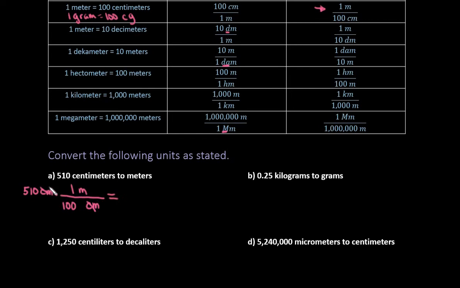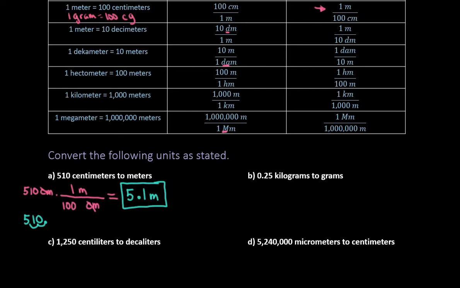Now that I have it set up, the nice thing is that because I'm dividing by 100, I'm taking 510 and moving it 2 places to the left. So I would end up with 5.1 meters. You can do this without a calculator very easily, whereas in the US standard system, sometimes you're dividing by 4, sometimes 16, sometimes 8, sometimes 3. And so it can be very confusing. With the metric system, you're always either dividing or multiplying by powers of 10.